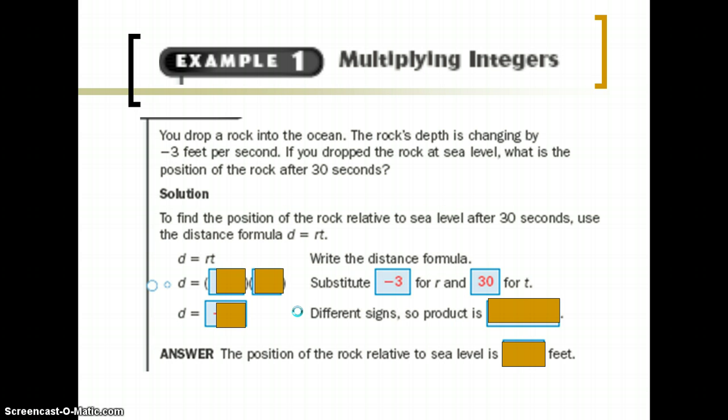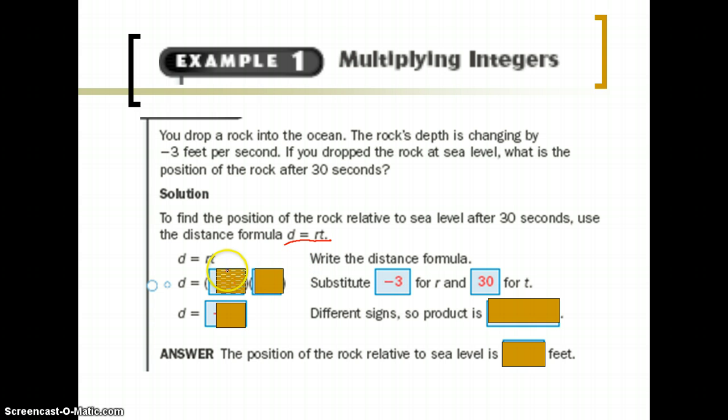You drop a rock into the ocean. The rock's depth is changing by negative 3 feet per second. If you drop the rock at sea level, which is 0, what is the position of the rock after 30 seconds? We can use the distance formula, distance equals rate times time, to find the answer.